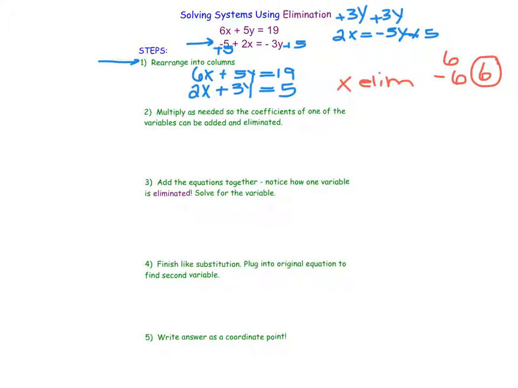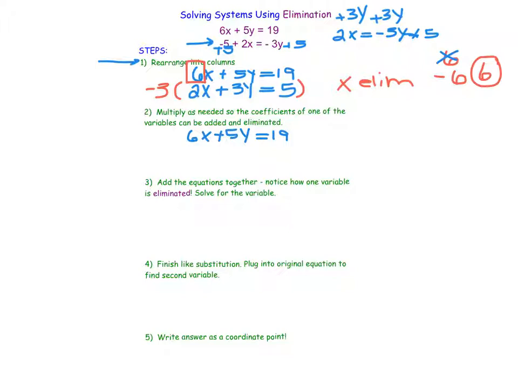Now what I notice is that this first equation already has a coefficient of 6. So that one I'm going to leave as is, not change the equation at all, and rewrite it as 6x plus 5y is equal to 19. I am not going to change it. The second equation then, because I've already used up this positive 6, needs to have that coefficient of x become a negative 6. So I'm going to multiply this second equation through every item by negative 3.